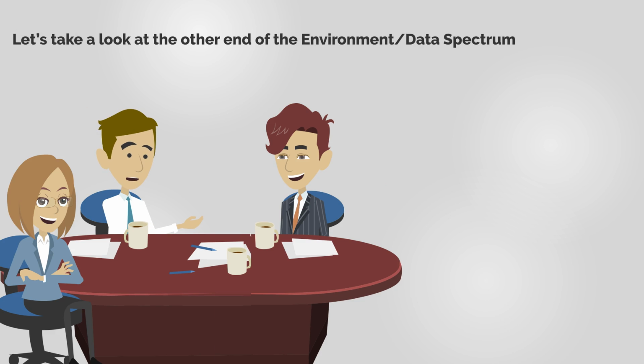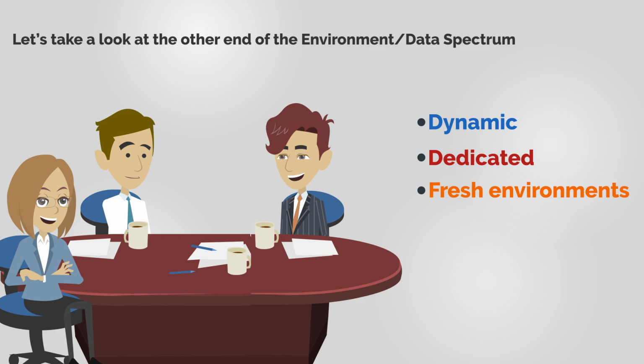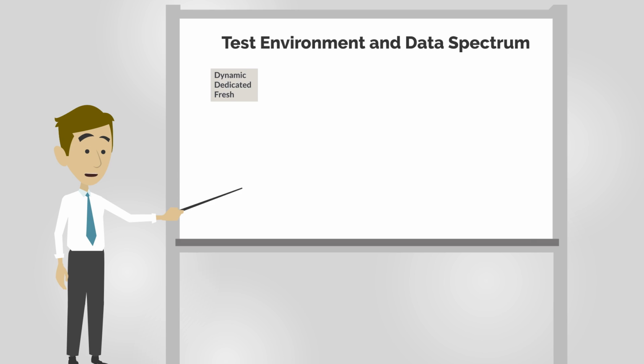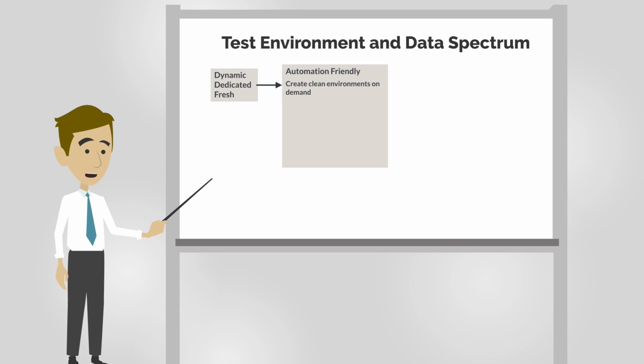Now let's take a look at the other end of the environment data spectrum, where we have dynamic, dedicated, and fresh environments. We'll take a look at how DevOps teams create these environments in a bit, but for now it's important to see that these environments are much more automation friendly. They're dynamic so we can create them on demand. Because they're easier to create and manage, we can likely have more of them and dedicate them to specific function and eliminate all the issues associated with sharing. For the same reasons, we can make them production-like if we want. And since we're creating the environment on demand, we might as well ensure that it has the data we need in the state that we need it to be in.